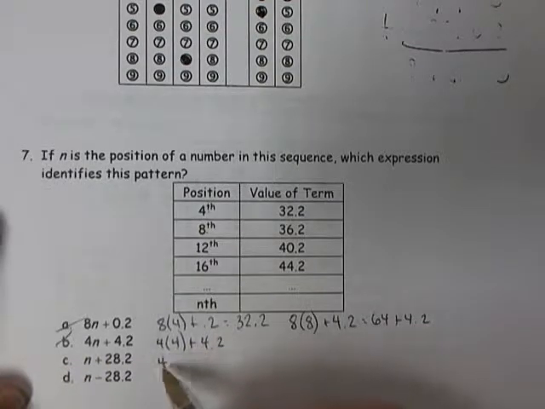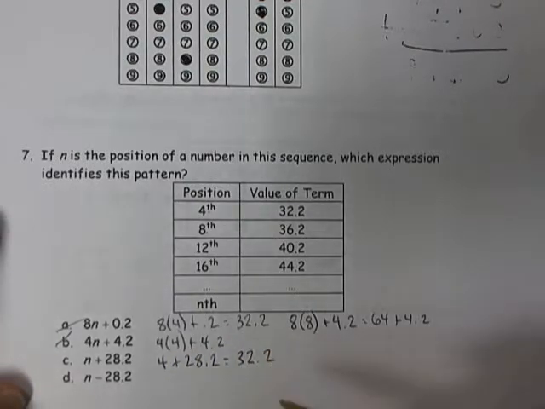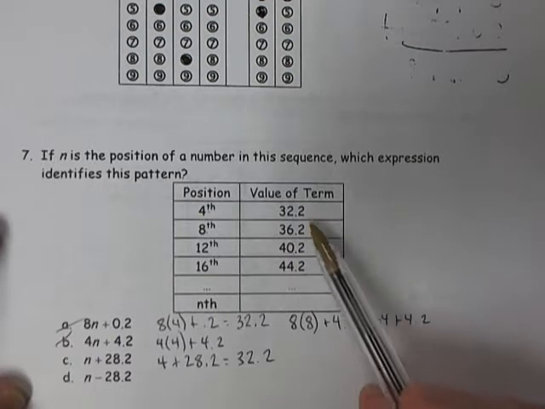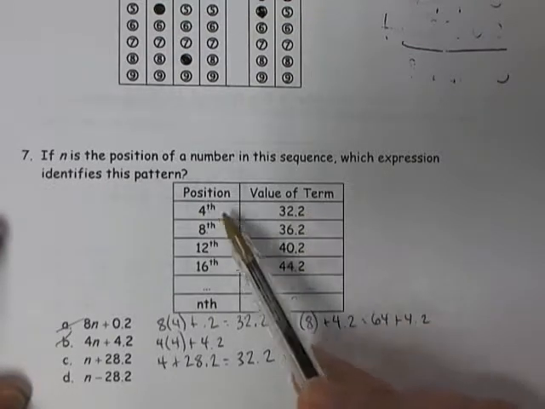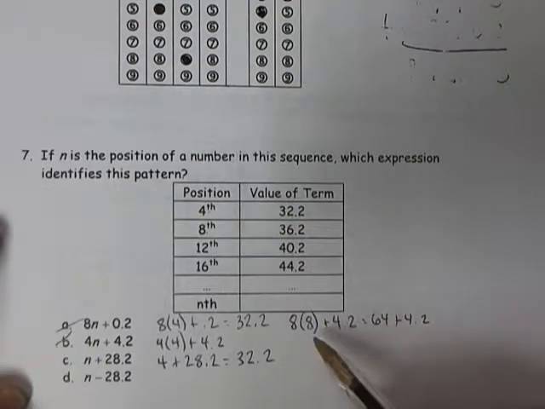So 4, position 4, plus 28.2 equals 32.2. And if you don't know that, just line up your numbers and add them vertically. So far answer choice C checks out. We want 32.2 for position 4. Let's try the 8th position.